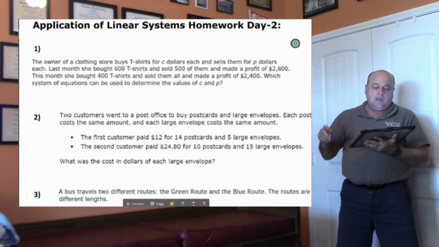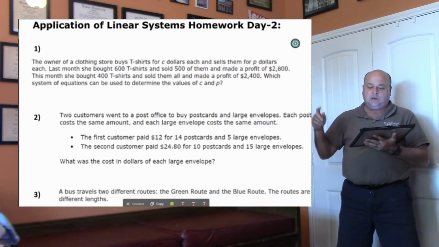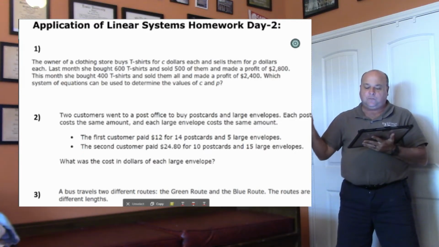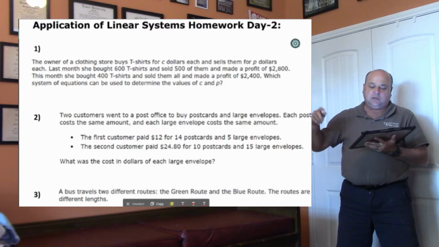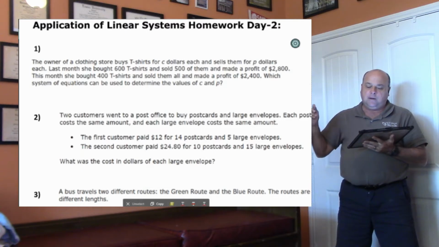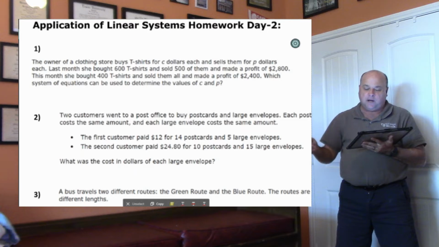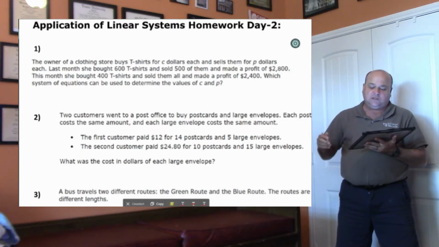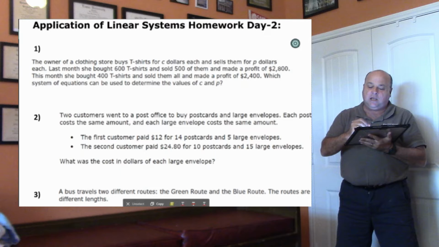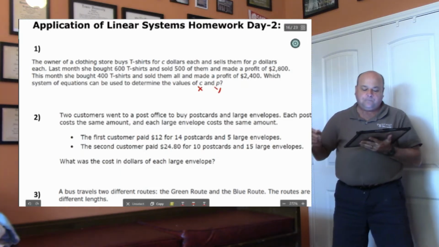So number one, the owner of a clothing store buys T-shirts for C dollars and sells them for P dollars. Last month she bought 600 shirts and made a profit of $2,800. This month she bought 400 T-shirts and sold them all and made a profit of $2,400. Which system of equations can be used to find C and P? So we're going to use X and Y.